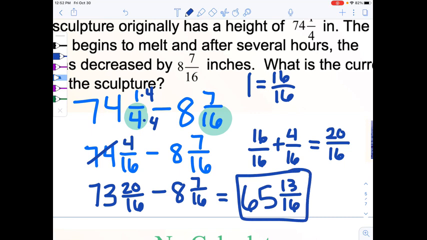So now I didn't even have to worry about simplifying, changing an improper fraction to a mixed number. All I had to do was borrow to make my fractions a little bit more friendly.